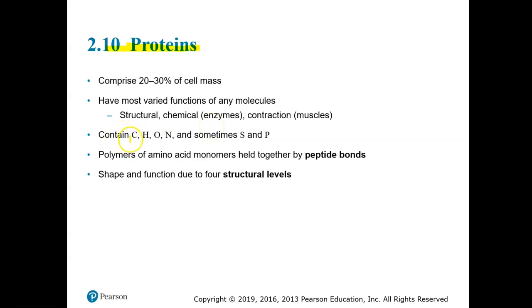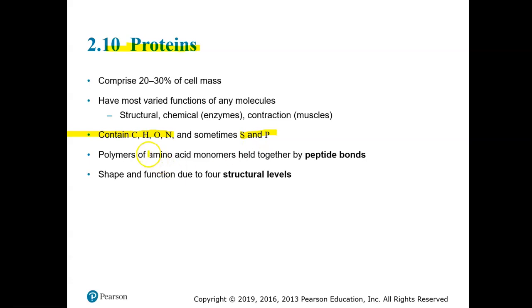Proteins contain the elements carbon, hydrogen, oxygen, and nitrogen. And then sometimes they will contain sulfur and phosphorus. That P stands for phosphorus, not potassium. That S stands for sulfur, not sodium. So the elements you find in proteins are carbon, hydrogen, oxygen, just like in carbs and lipids. Then you're going to add nitrogen, and sometimes you will have sulfur and phosphorus.